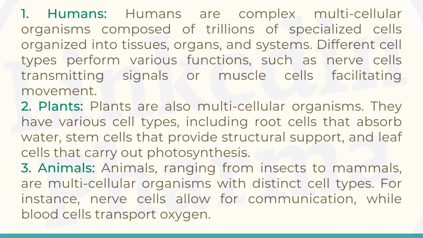2. Plants. Plants are also multicellular organisms. They have various cell types, including root cells that absorb water, stem cells that provide structural support, and leaf cells that carry out photosynthesis. 3. Animals. Animals, ranging from insects to mammals, are multicellular organisms with distinct cell types. For instance, nerve cells allow for communication, while blood cells transport oxygen.